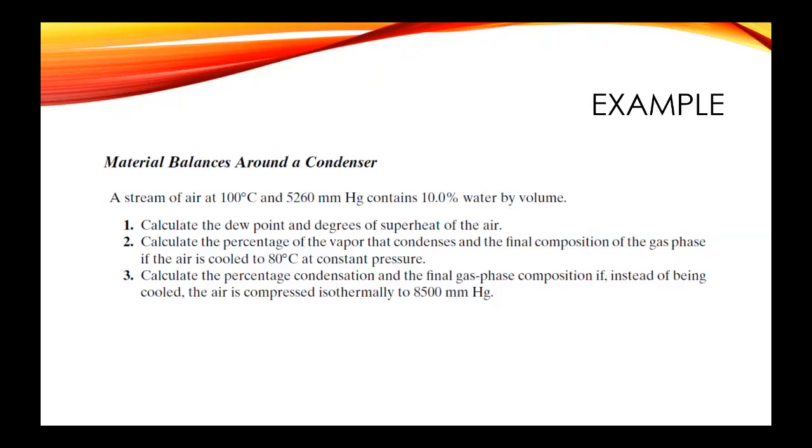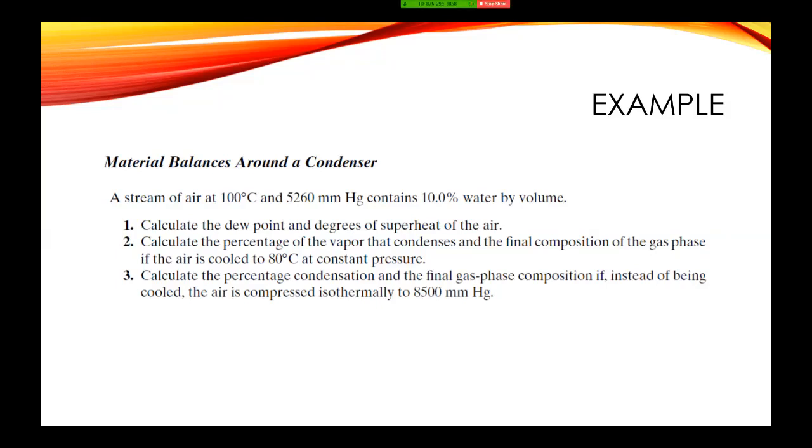2, calculate the percentage of the vapor that condenses, and the final composition of the gas phase if the air is cooled to 80 Celsius at constant pressure. And the last one is calculate the percentage condensation and the final gas phase composition if, instead of being cooled, the air is compressed isothermally to 8,500 millimeters of mercury.